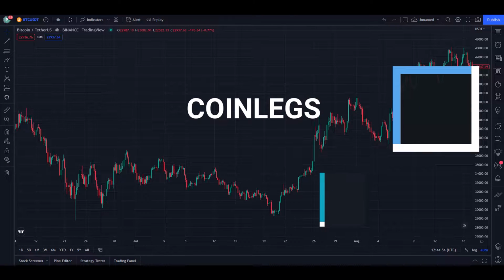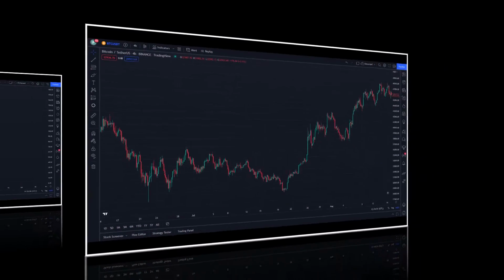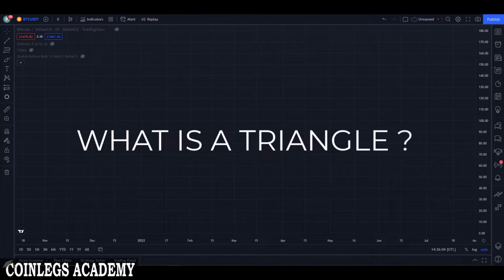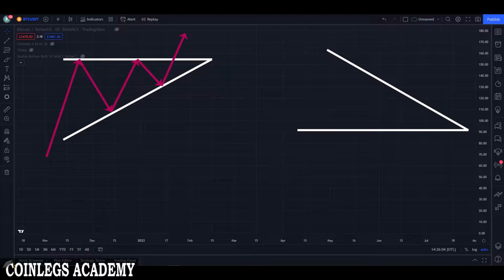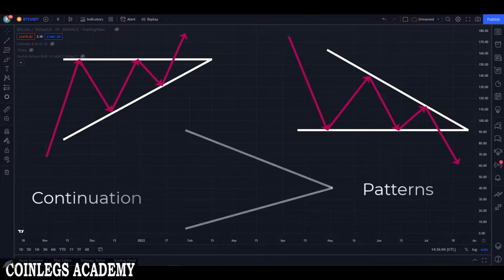Today we are going to learn triangles. What is a triangle? A triangle is a chart pattern depicted by drawing trend lines along a converging price range that connotes a pause in the prevailing trend. Technical analysts categorize triangles as continuation patterns.